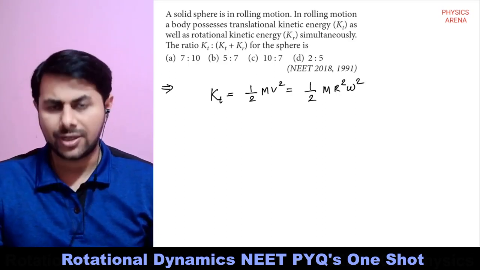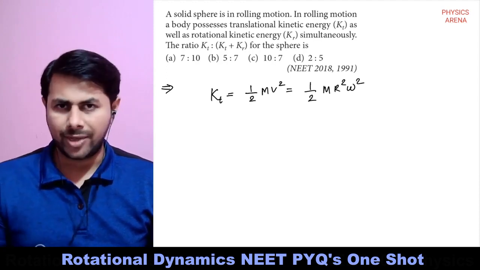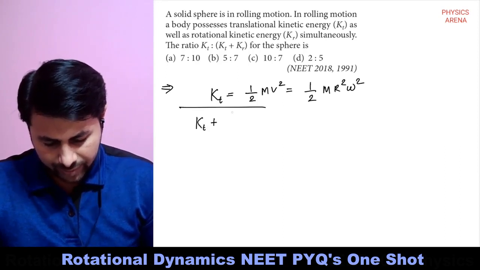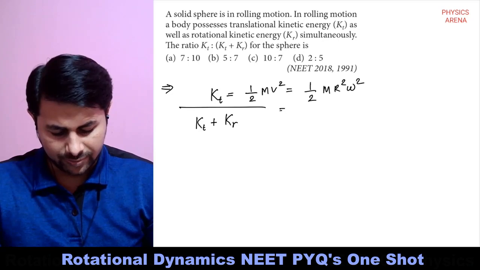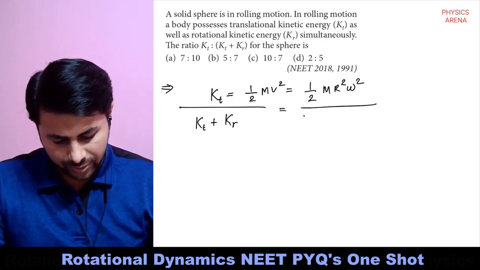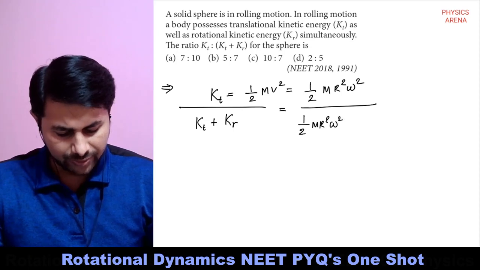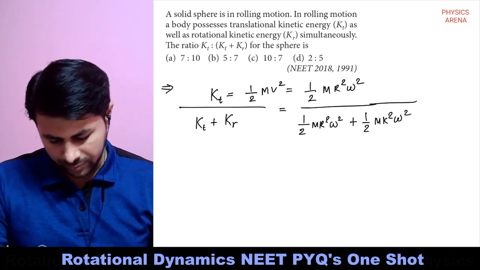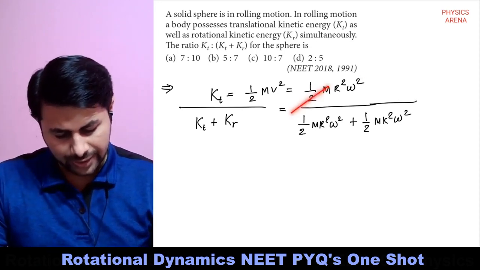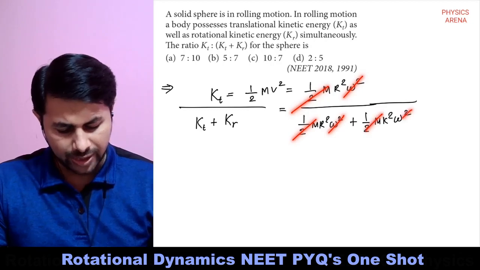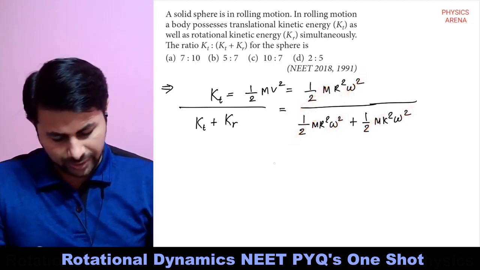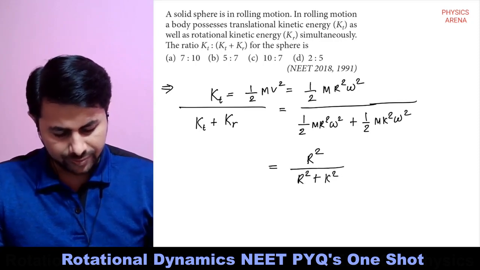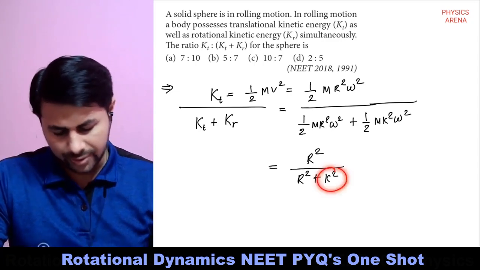And what is rotational kinetic energy? So it is half of I omega square. Okay. So we want kT divided by kT plus kr, rotational kinetic energy. Okay, so that's equal to half of mr square omega square plus half of mk square omega square. Okay, so we can cancel out this m omega square and half. So what's left? r square divided by r square plus k square. Okay, and how much is k?